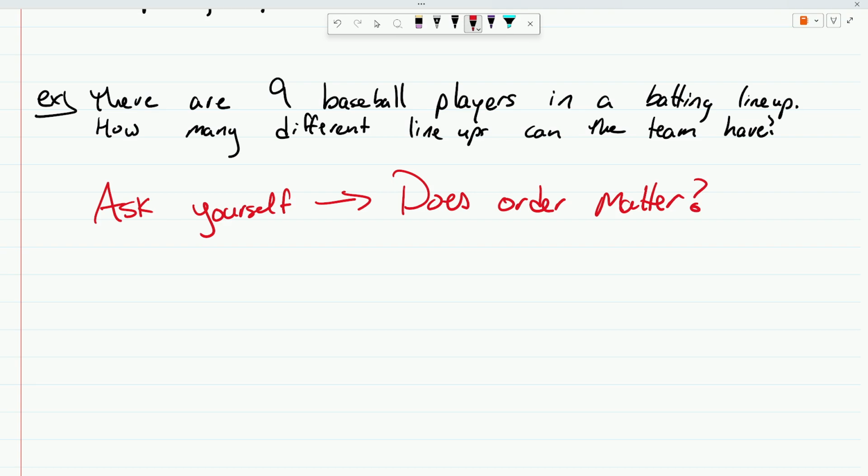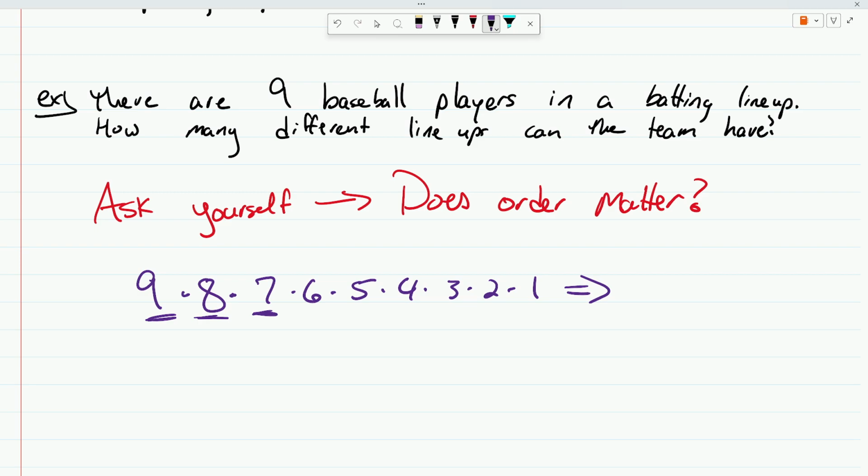So for the first batting position, you have a total of 9 players. For the second batting position, you have a total of 8 players now because you used one. For the third, you have a total of 7 players left over because you used 2 of them already. And I think you can see that once again, we have our factorial here.